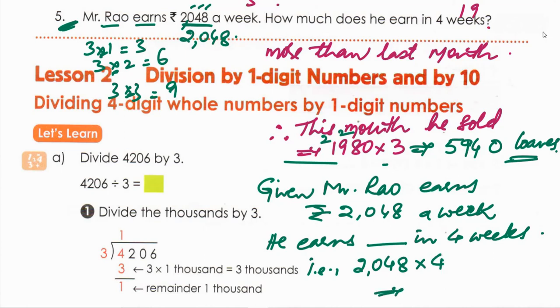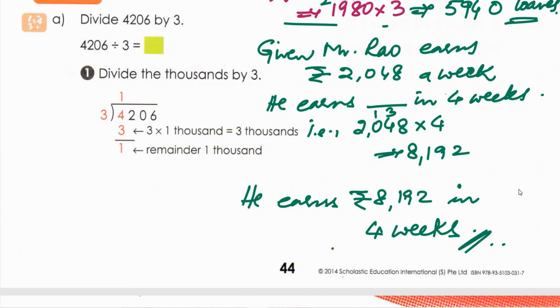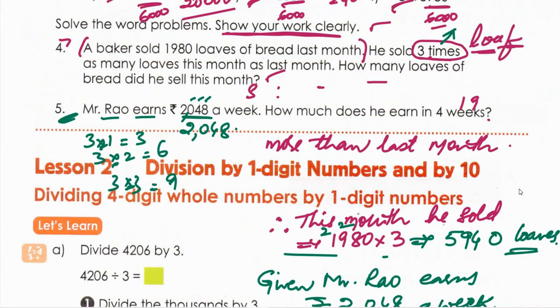4 8 times is 32, 3 carry. 4 4 times is 16 plus 3 is 19, 1 carry. 4 into 0 is 0 plus 1 is 1. 4 2 times is 8. So he earns, you have to write down, he earns rupees 8192 in 4 weeks. This is what you are going to write down at the end of the answer. So you have finished this.